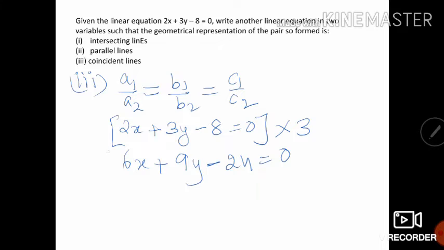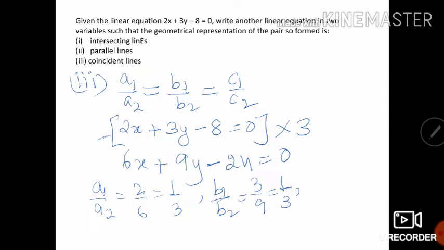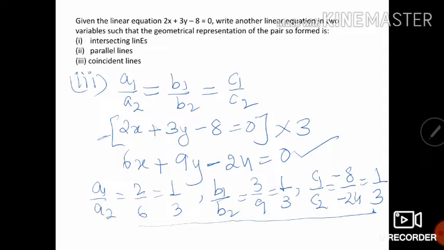Now compare the ratios of these two equations. This is our first equation. So a1 upon a2 is 2 on 6, which is 1 on 3. b1 upon b2 is 3 on 9, which is again 1 on 3. c1 upon c2 is minus 8 on minus 24, which is 1 on 3. So all three ratios are equal, therefore our equation is correct.